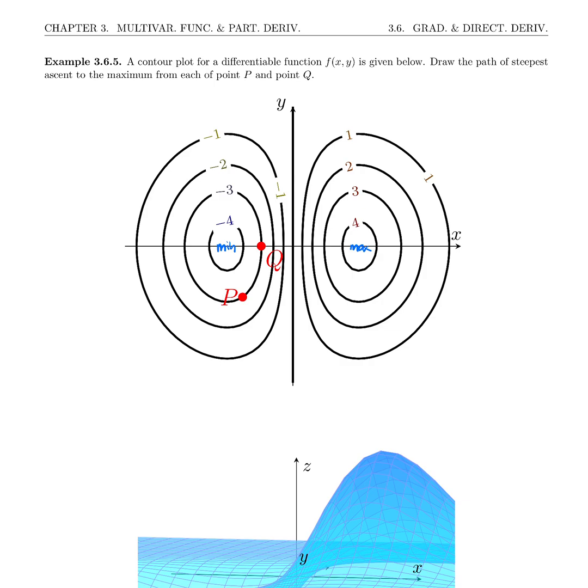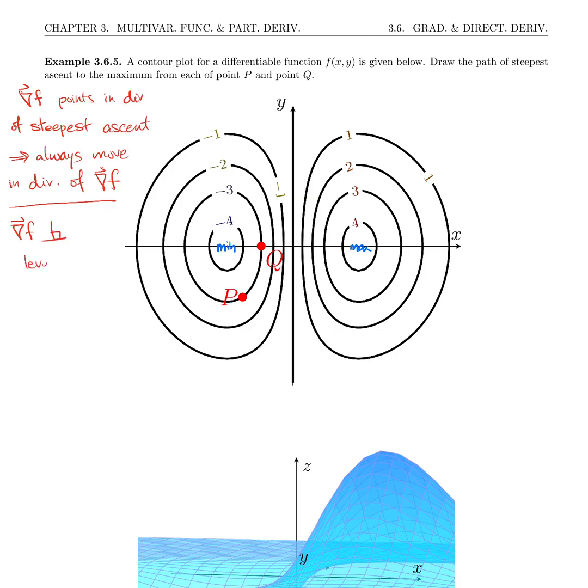We are asked to draw the steepest ascent, which should make us think of the gradient. We remember the gradient points in the direction of steepest ascent at any point. So what the path of steepest ascent is asking us to do is always move in the direction of the gradient. How do we know what that direction is? Well, we remember that the gradient is always perpendicular to a level curve.